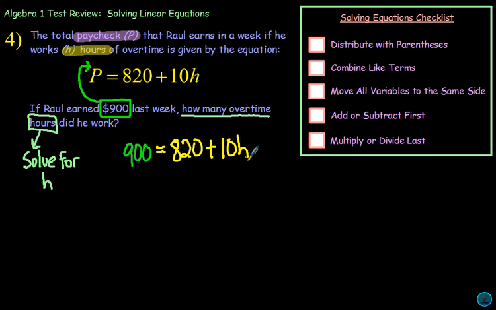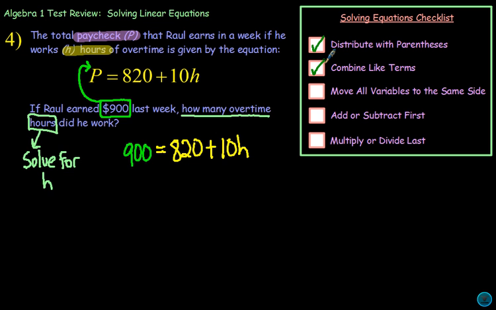Let's check our checklist real quick. And it's a checklist because maybe sometimes we have to do something on the list. Maybe we can skip it. So first thing on the list, distribute with parentheses. Well, I don't see any parentheses, so there's no distributing we have to worry about. Let's move on to the next one.